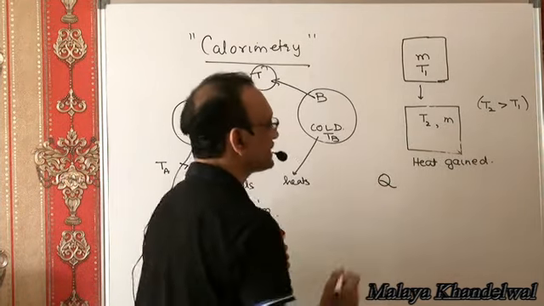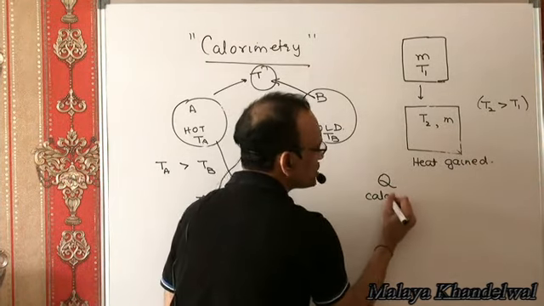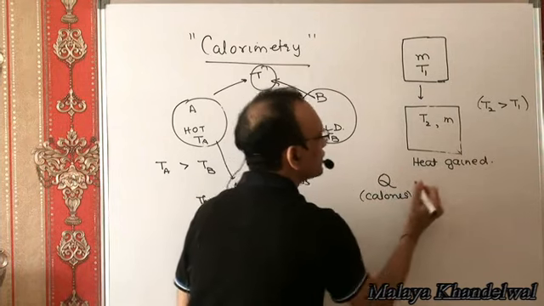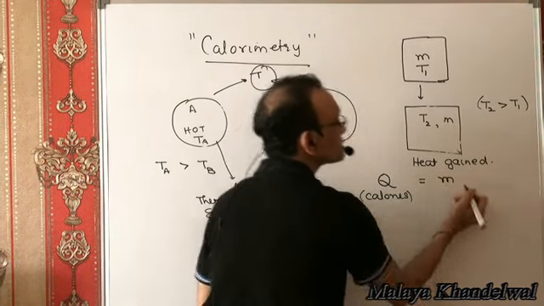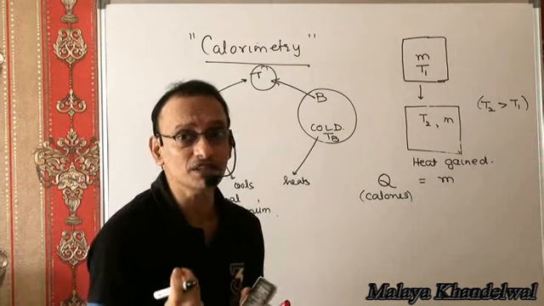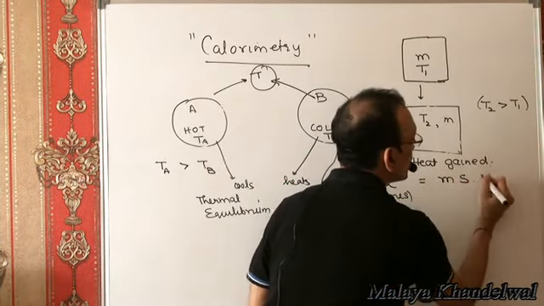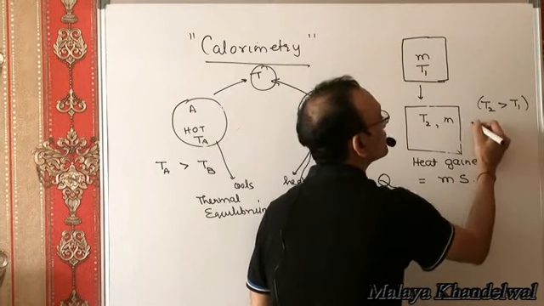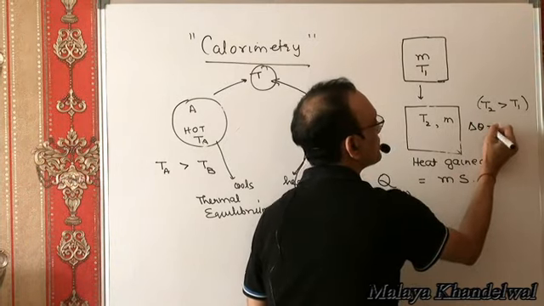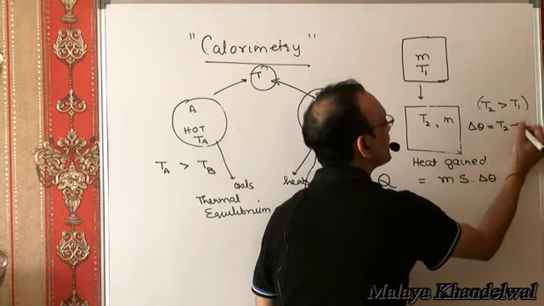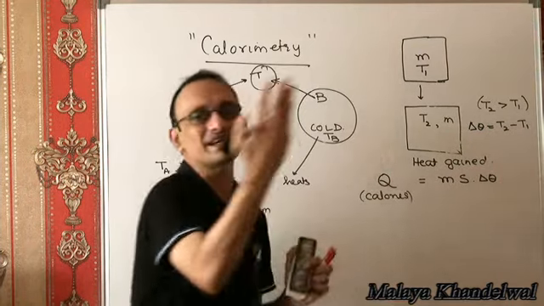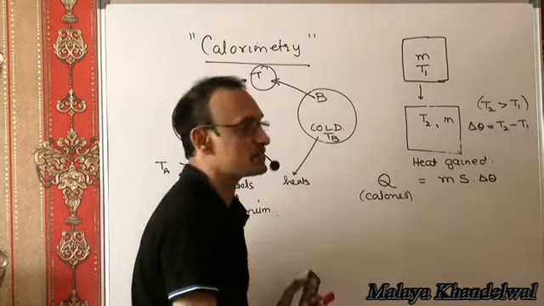and the amount of heat gained by this body, commonly designated by Q in calories, calories being the CGS unit of heat, is given by mass into a property of the substance which is called the specific heat, S, into change in temperature delta theta. In this case, delta theta is the increase in temperature, which is final temperature minus initial temperature, change in temperature, mass into specific heat into change of temperature.